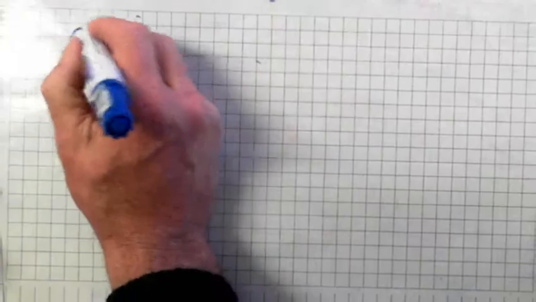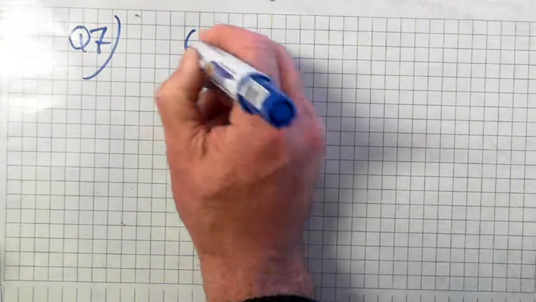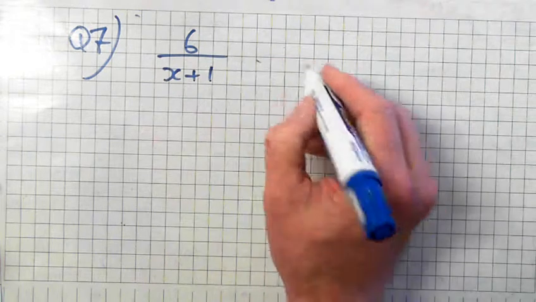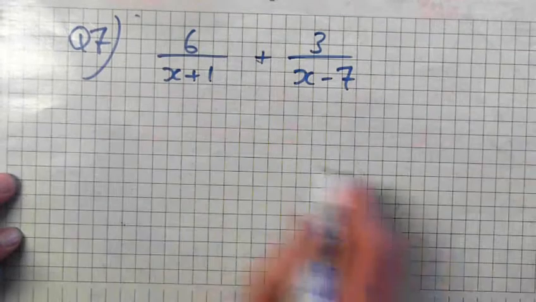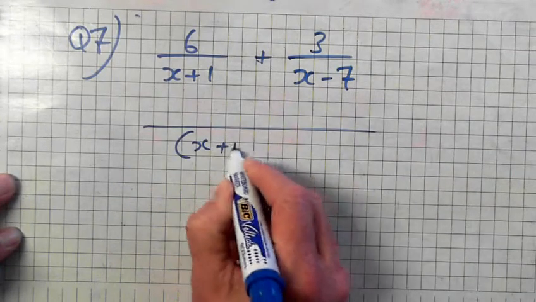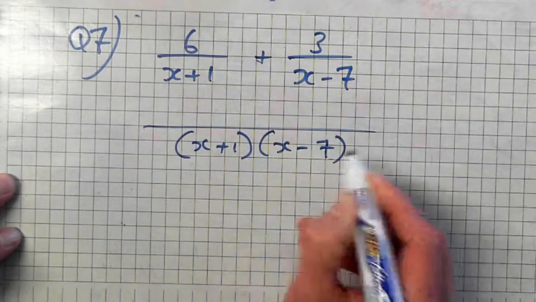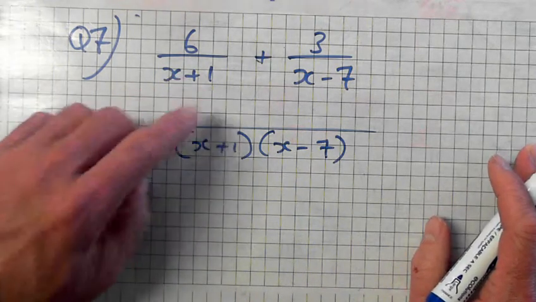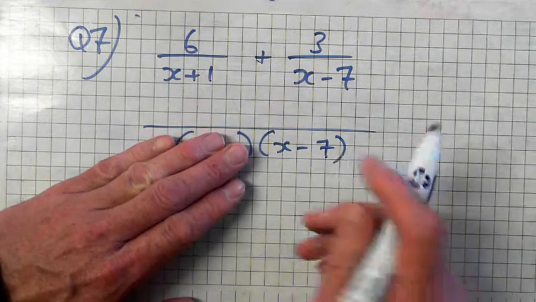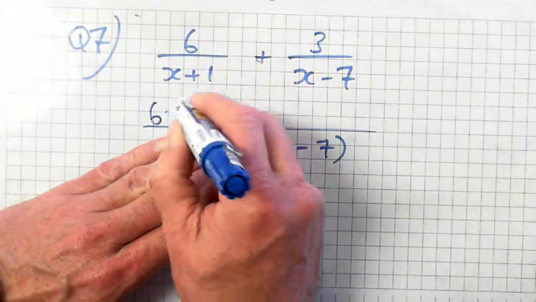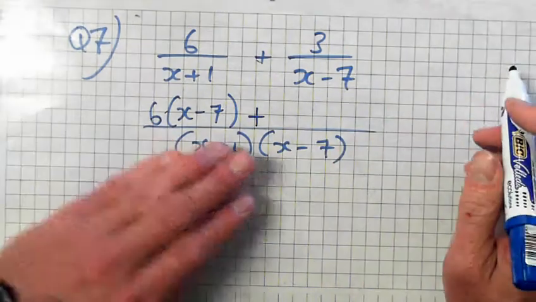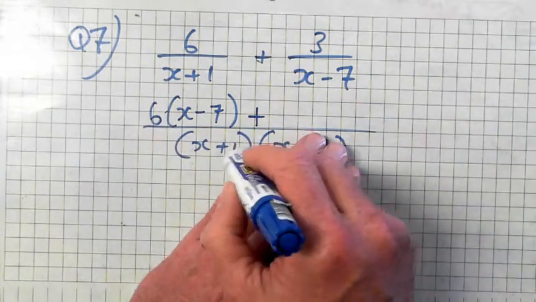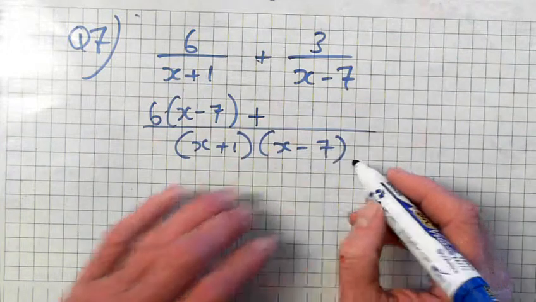Looking up. Question 7. Six over x plus 1 plus 3 over x minus 7. So on the bottom you have x plus 1 and x minus 7. So if you divide x plus 1 into this, just hide it, what's left? X minus 7. So it's 6 times that on the top. Bring down the plus. Divide x minus 7 into the denominator. What's left? X plus 1. 3 times x plus 1.